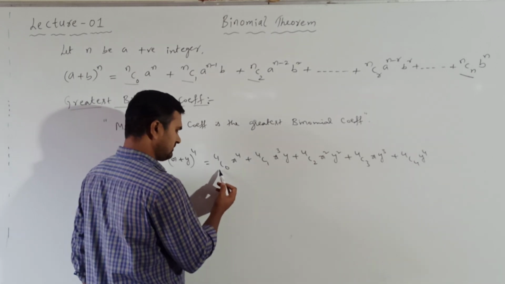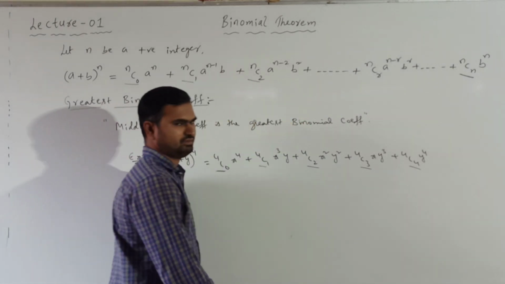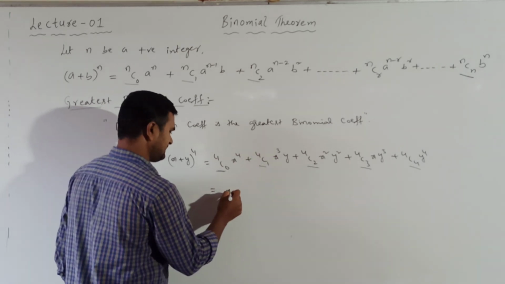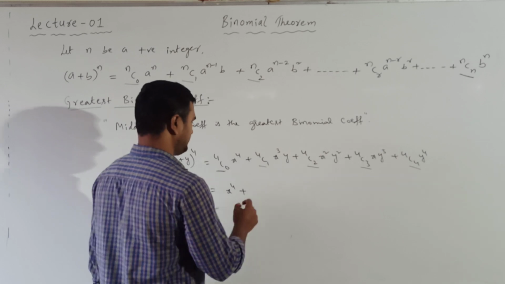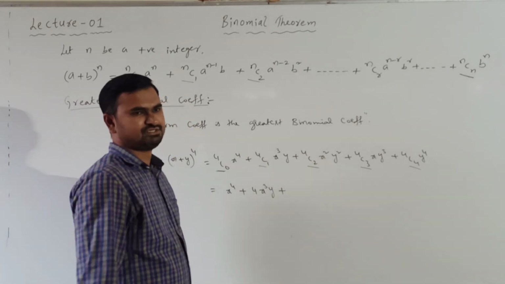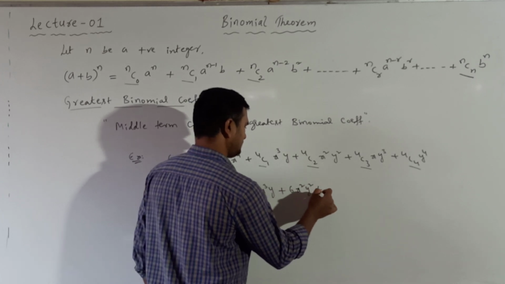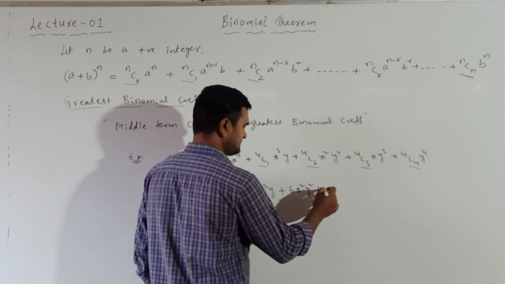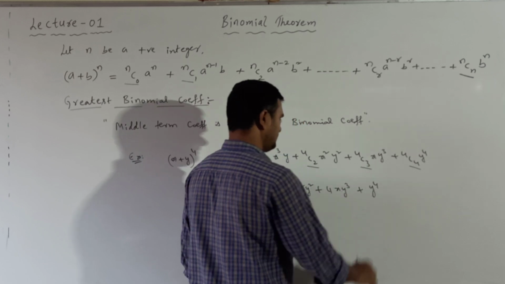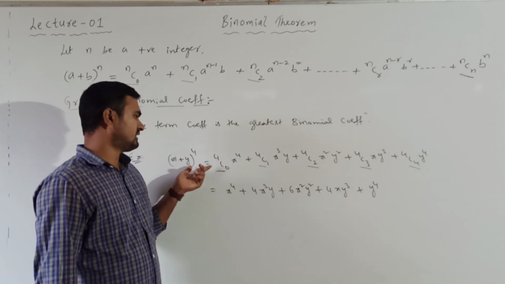Now in this we have the binomial coefficients 4C0, 4C1, 4C2, 4C3, 4C4. Now if we observe the expansion values, 4C0 is 1, x power 4; 4C1 is 4, x cube y; 4C2 is 4 into 3 by 2, which is 6, x square y square; 4C3 same as 4C1, which is 4, x y cube; 4C4 is 1, y power 4. So this is the simplified form of the expansion of (x plus y) whole power 4.